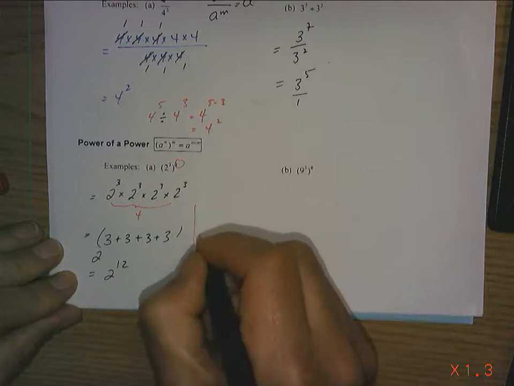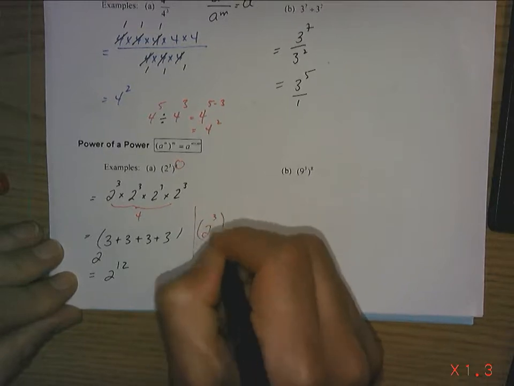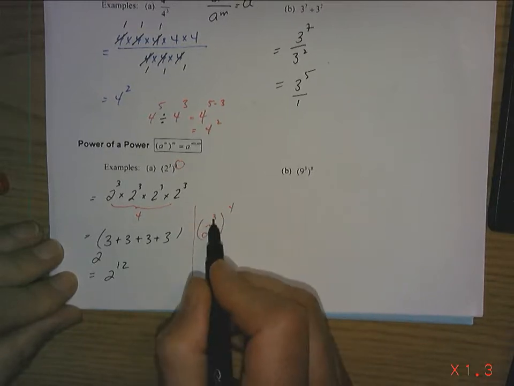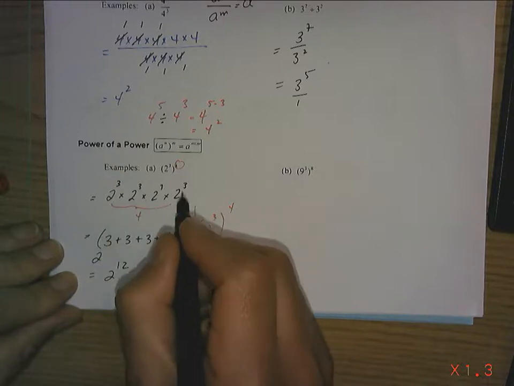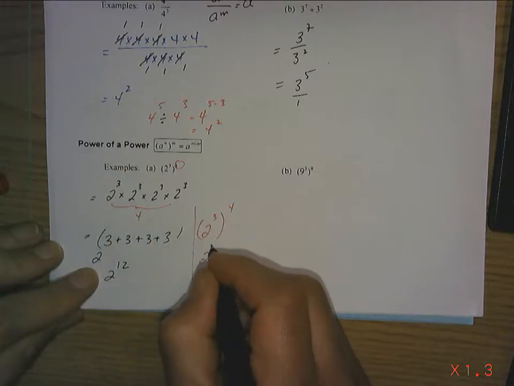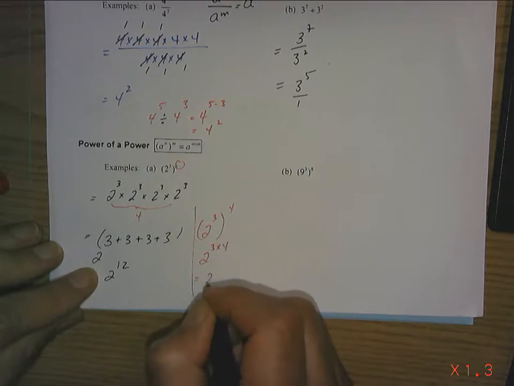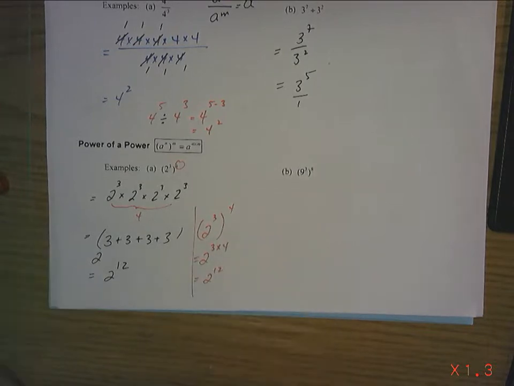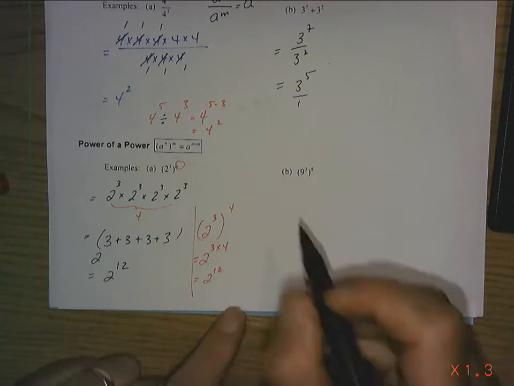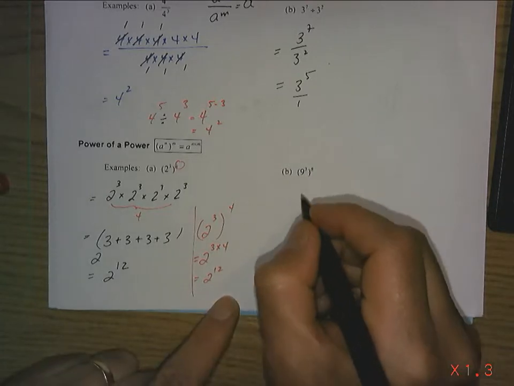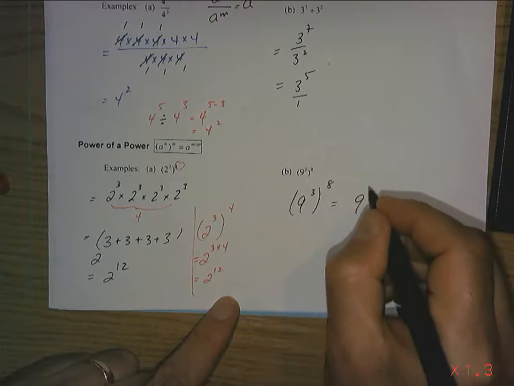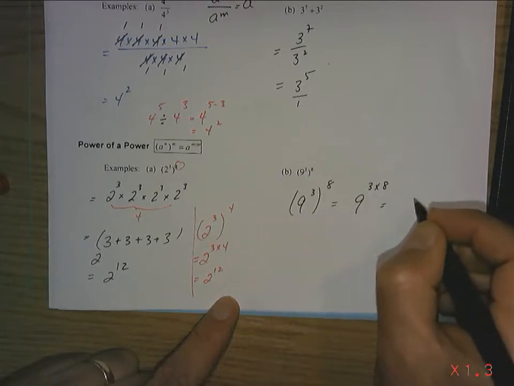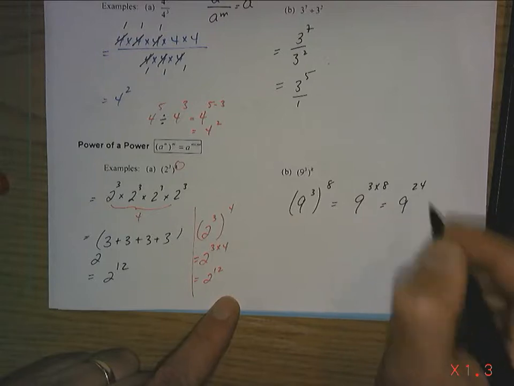Another way to think about that, if you did it a little bit faster though, is you're going to have 2 to the 3 to the 4. So how many 2 to the 3s are you going to have? 4 of them, 1, 2, 3, 4. And each one of those is going to give you 3 2s, so it's faster just to do the multiplication, but this is what's happening. So 9 to the 3 to the 8 is going to be 9 to the 3 times 8, which is 9 to the 24.